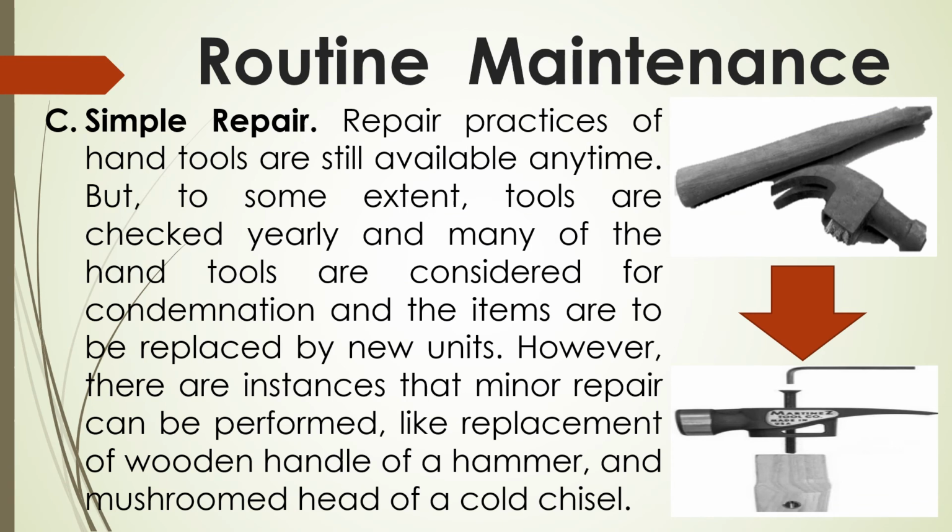Another example of routine maintenance is simple repair. Repair practices of hand tools are still available anytime. But, to some extent, tools are checked yearly and many of the hand tools are considered for condemnation and the items are to be replaced by new units. However, there are instances that minor repair can be performed, like replacement of the wooden handle of a hammer and the mushroomed head of a cold chisel.